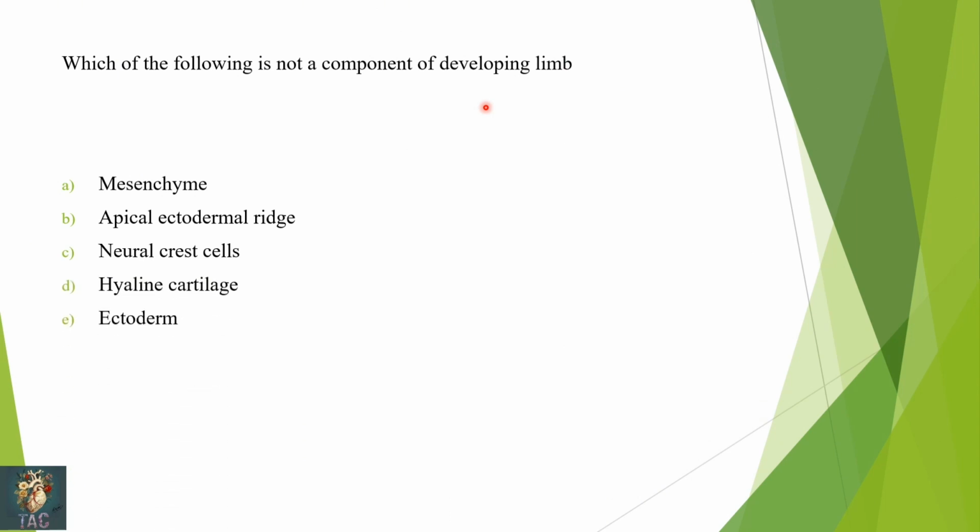Which of the following is not a component of the developing limb? The mesenchyme, apical ectodermal ridge, neural crest cells, hyaline cartilage, and ectoderm. We know that neural crest cells are not involved in formation of the limb. All other tissues are responsible for formation of the limb. So C is the correct option.